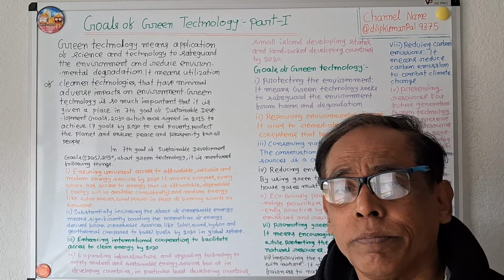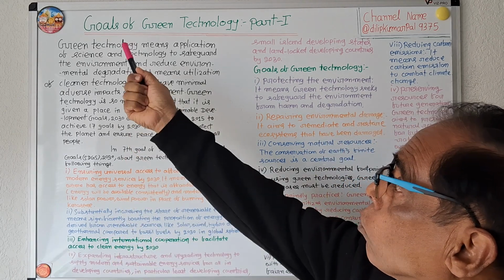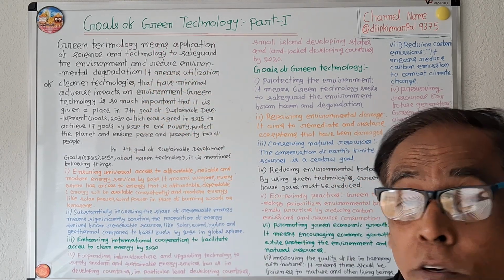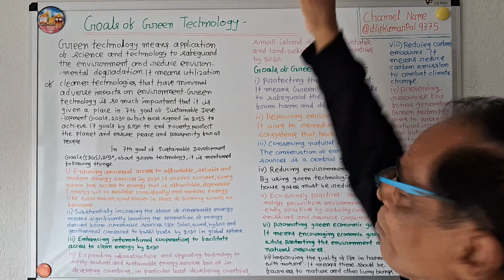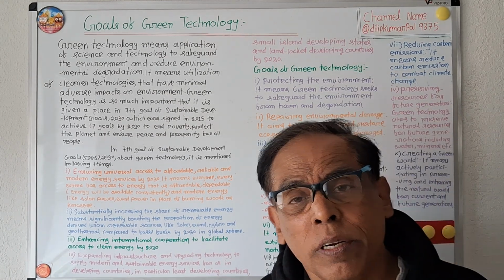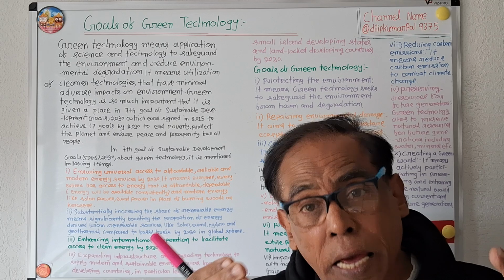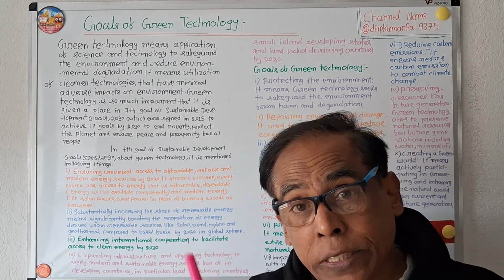I stand before you with a topic: goals of green technology. It is found in the plus 3 6th semester ethics and values paper, second chapter.